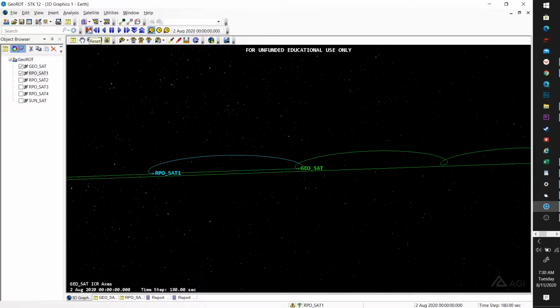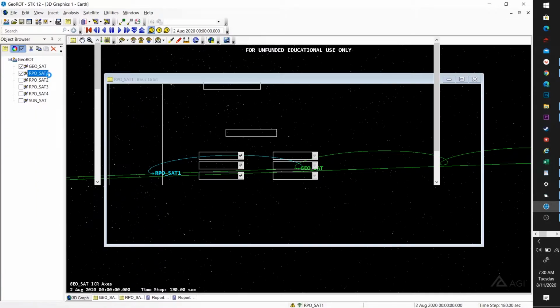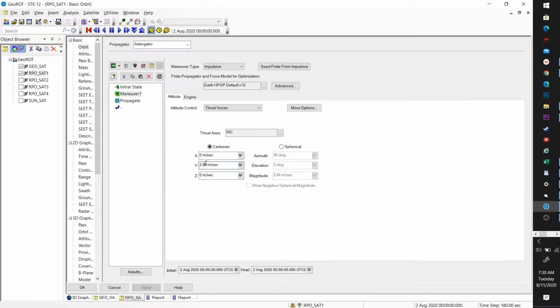Okay, but what if we wanted to reach Geosat in 12 hours? You might be thinking, well, let's just double that 2.84 meters per second, right? That's not necessarily incorrect, but I'll show you why that's not necessarily the most ideal either. Okay, that burn is going to be 5.68 meters per second. That's just double 2.84. So what's going to happen if we do this? 5.68. Boom.